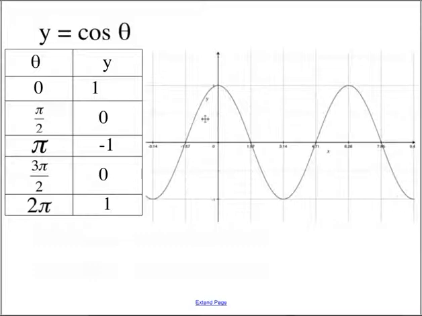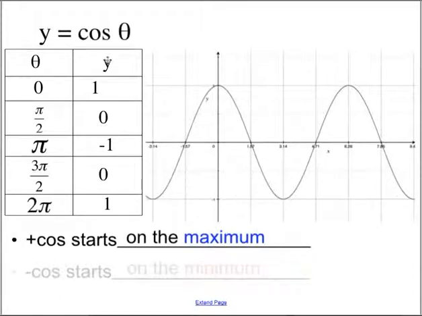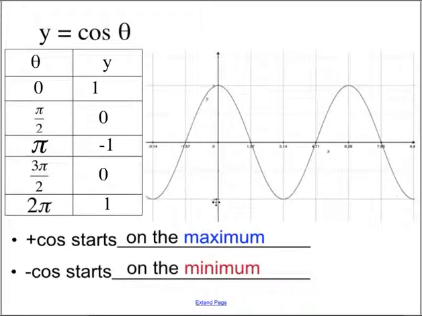A cosine is always going to either start on the maximum or the minimum, so wherever that starting point is. If you have a positive cosine, that's how you know you start on the maximum, and if you have a negative cosine, that's how you know to start on the minimum, because it's a reflection. So if this were a negative cosine, a negative symbol in front of my cosine of theta, this would have gone from 0, 1 to 0, negative 1. It would have been a reflection.